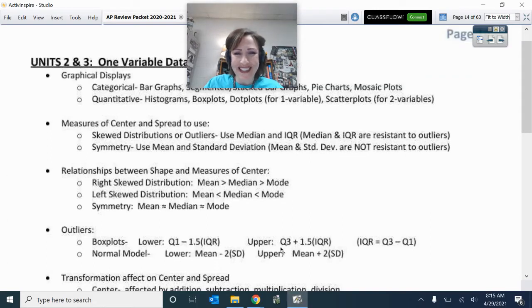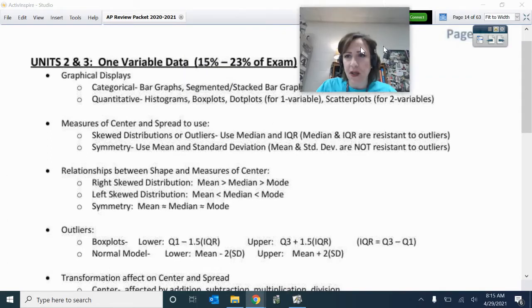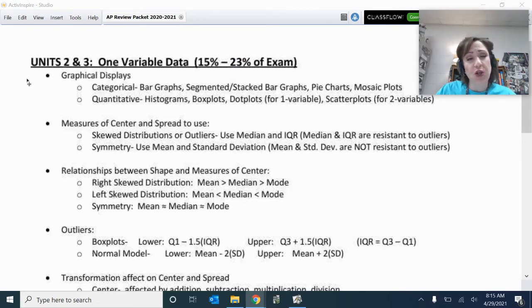All right, so our next section in our AP review, we're going to go over our units 2 and 3. They actually did take a lot of time during the year introducing these concepts, but I'm hoping that a lot of them have carried through and that you've kept them. So this review is going to be quite short, even though this will take 15 to 23% of the exam. Okay, so we want to remember graphical displays.